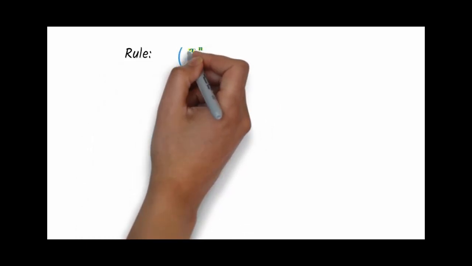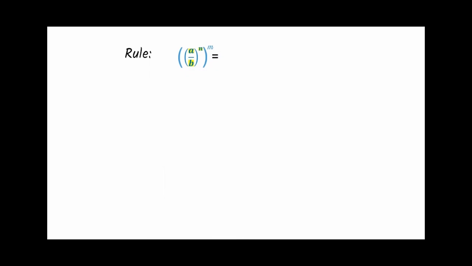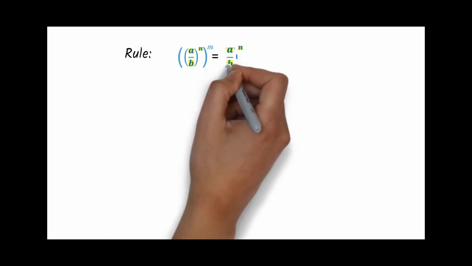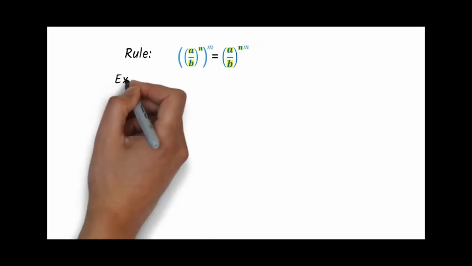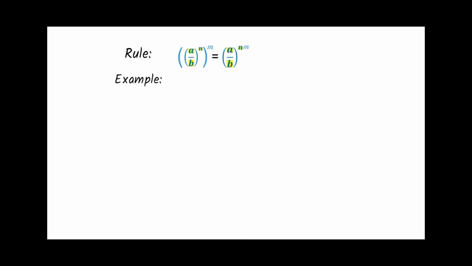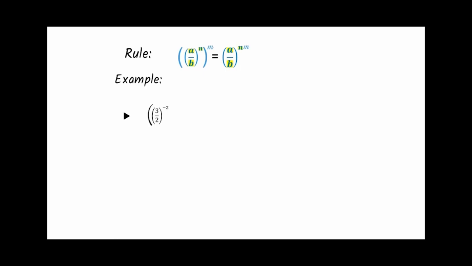Let's look at our final rule on an exponent of an exponent. Okay? In this rule, if we have a fraction a over b that is raised to the power of n, and now the whole thing is again raised to another power of m, then to simplify this, it becomes this fraction a over b raised to the power of n multiplied by m. So let's walk through an example. If I have a fraction 3 over 2 that is raised to the power of negative 2, and the whole thing is raised to the power of 3.